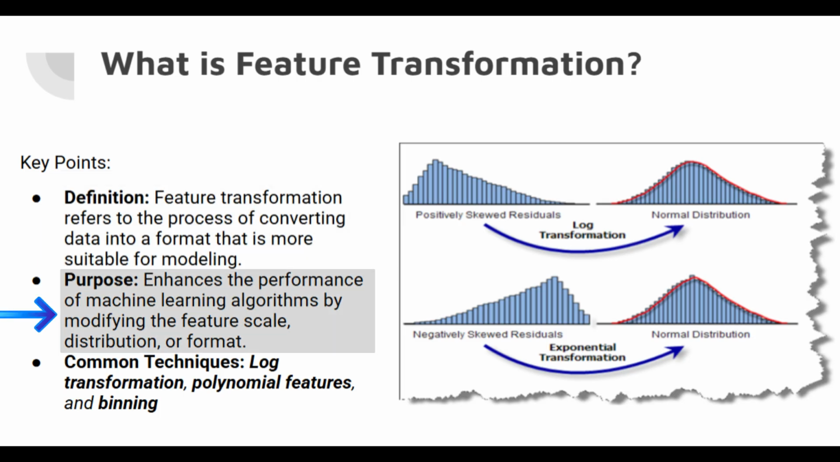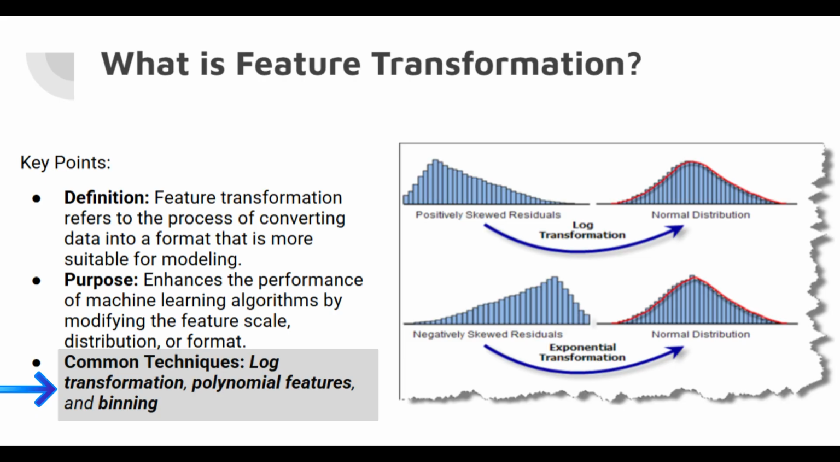Purpose: the primary goal of feature transformation is to enhance the performance of algorithms by modifying the feature scale, distribution, or format. By transforming features, we can help models learn patterns more effectively, which can lead to better predictions.